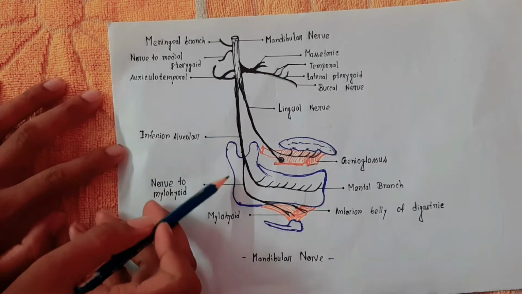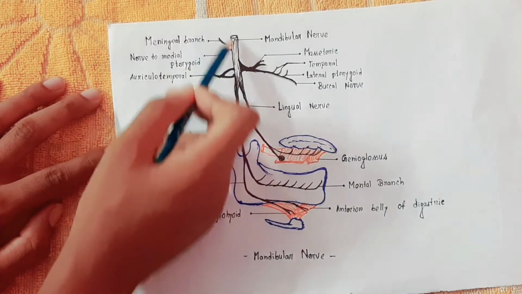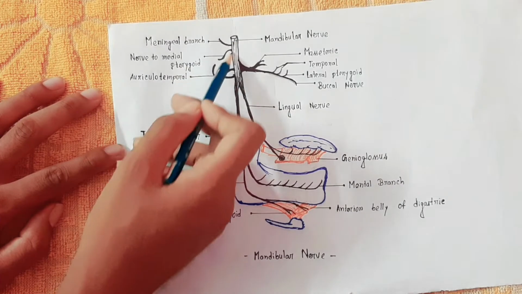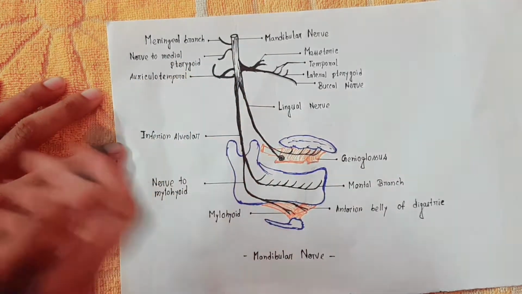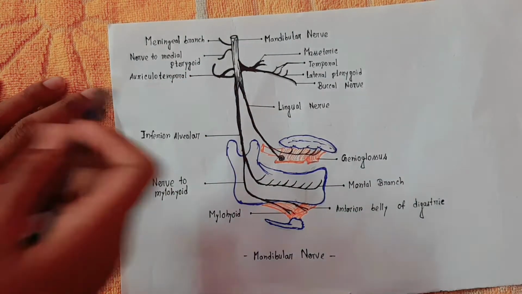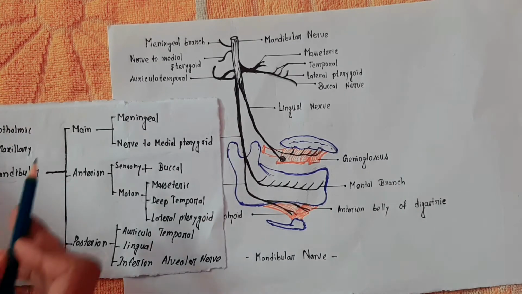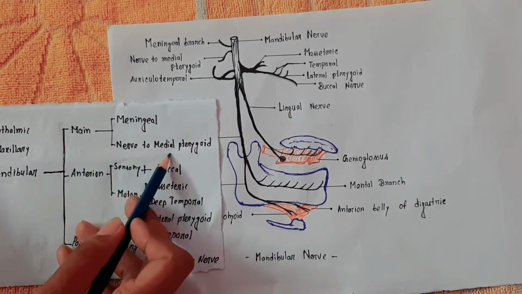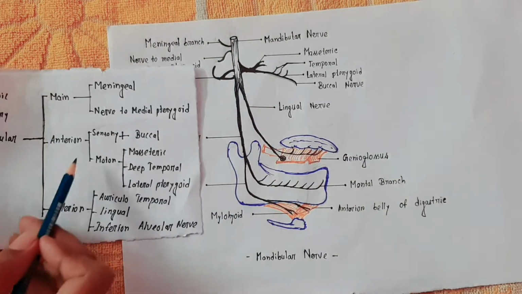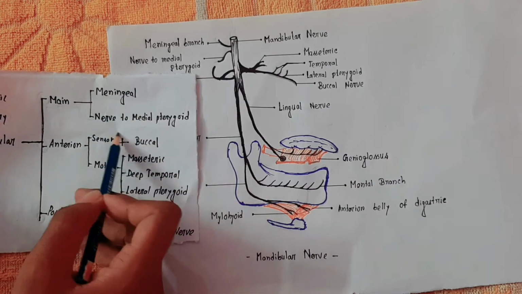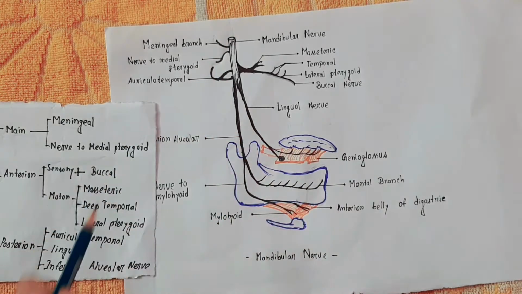Here you can see, guys, this is the mandible bone, and this is the trigeminal nerve. After crossing the foramen ovale, you can see the trigeminal nerve and the mandibular division of it. At first you have to see the main trunk: the meningeal branch and the nerve to medial pterygoid. This is the meningeal branch and the medial pterygoid, the parts of the main trunk. So this is meningeal and this is the medial pterygoid.